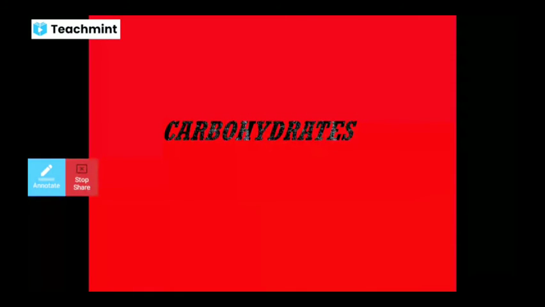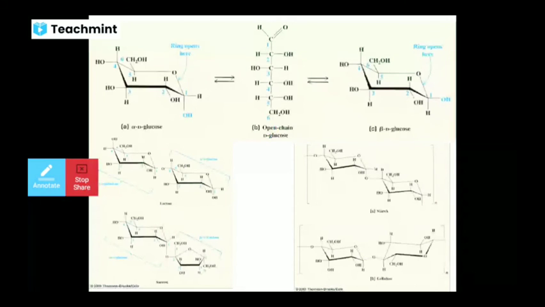Let's go to carbohydrates, a type of biological polymer. Alpha-D-glucose, open chain D-glucose, beta-D-glucose, starch, cellulose, sucrose, lactose.